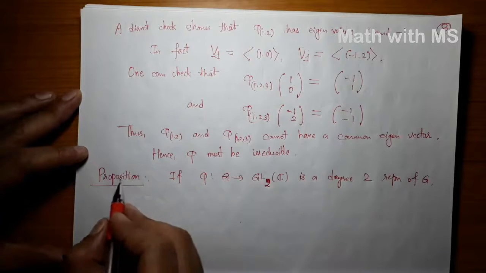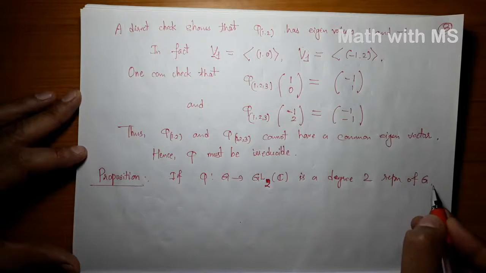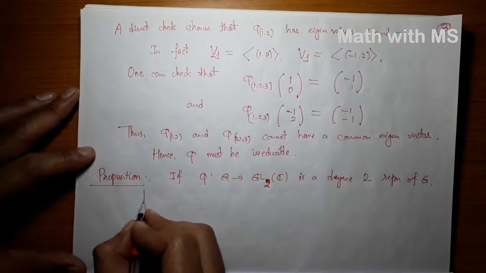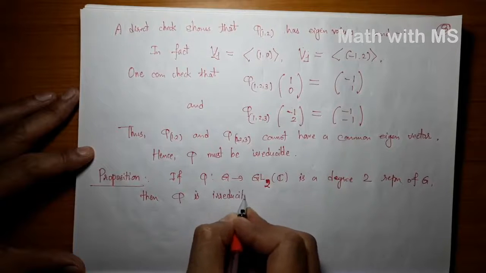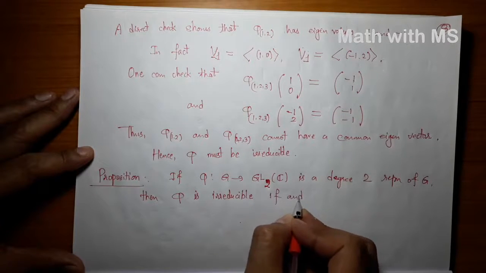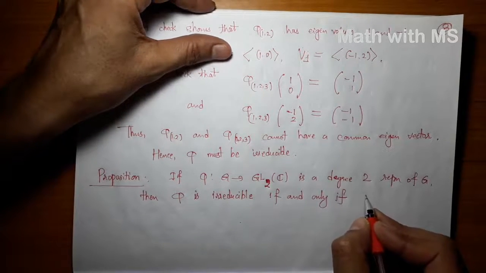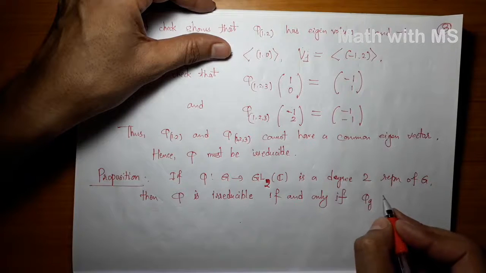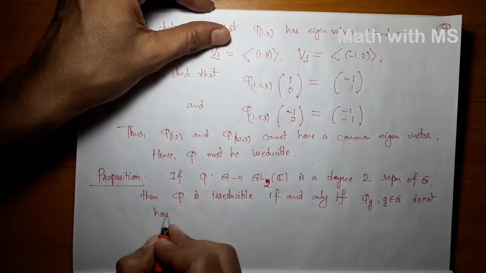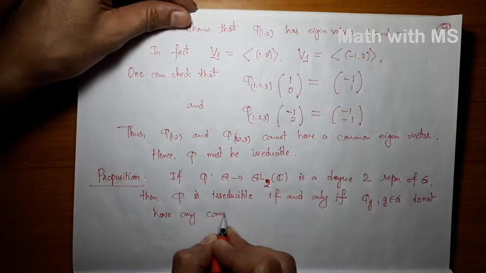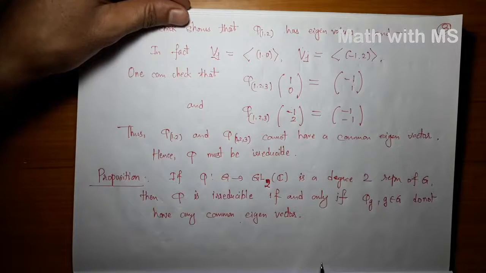So this example can be generalized, which we rephrase in this proposition. If phi from G to GL2(C) is a degree 2 representation of a given group G, then phi is irreducible if and only if phi(g), as g belongs to the group G, do not have any common eigenvector. Okay, this is a very neat statement.